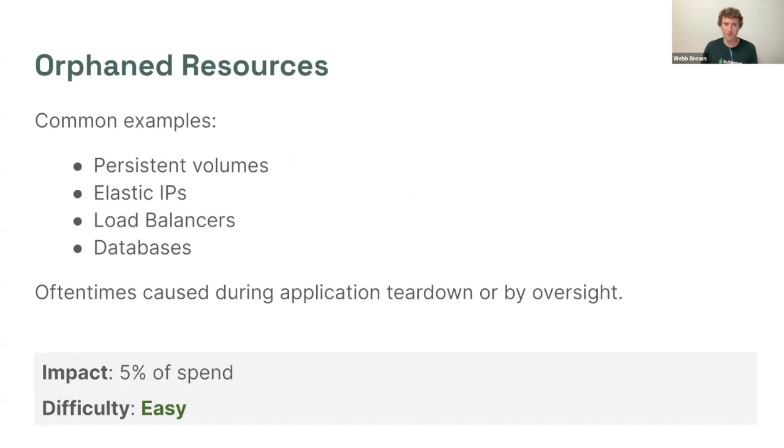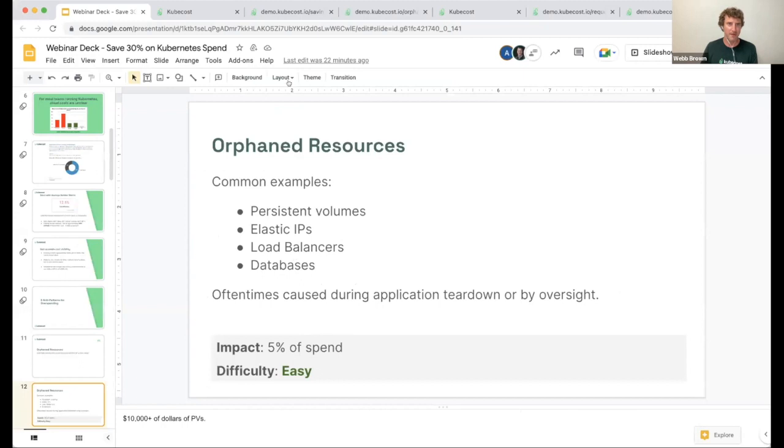One common example would be that during application teardown, these resources didn't get cleaned up. For a while, there was actually a Helm bug where persistent volumes weren't being deleted, even though in the state of Kubernetes, the Kubernetes object was removed, the underlying or backing disk was not removed. So let's take a quick look at a demo of how you would identify these.